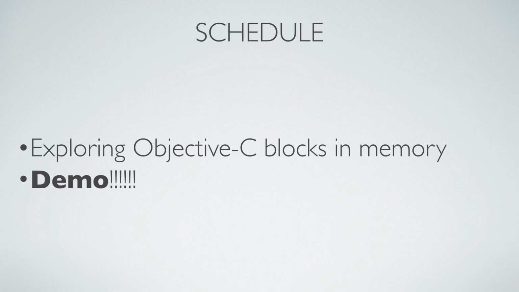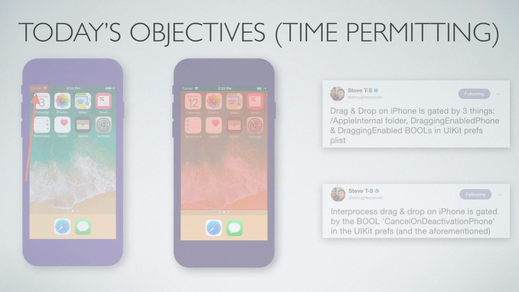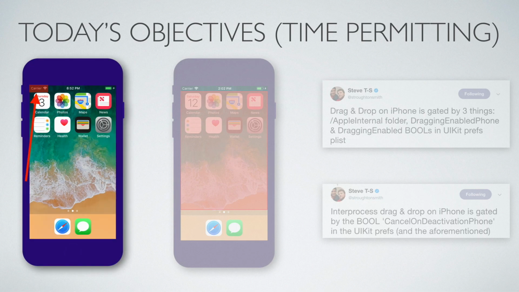Then after that, we're going to do a demo on SpringBoard. My first objective is to go after the carrier thing in the upper left corner. Not only do I want to know what kind of UIView it is, I also want to know how and where it's created, so I want the stack trace for it. I'll show you some creative ways of finding that out.